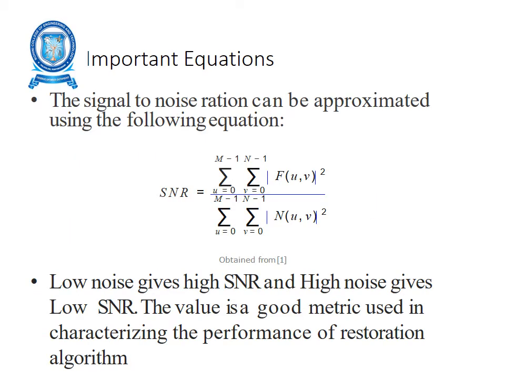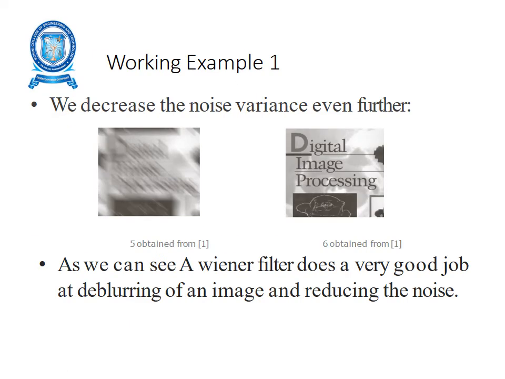Some other important equations are for signal to noise ratio. Low noise gives a high signal to noise ratio, and high noise gives a low signal to noise ratio. Depending upon this value, we can determine the performance of the restoration algorithm. We can use this SNR value as a metric for characterizing the performance of the restoration algorithm, showing clear variations between the input and the output image.